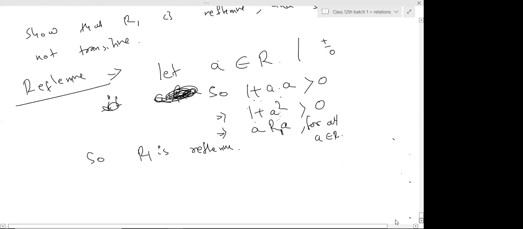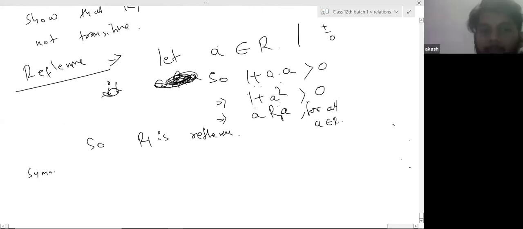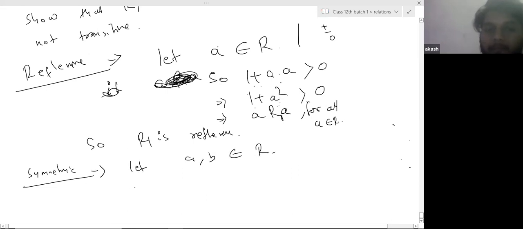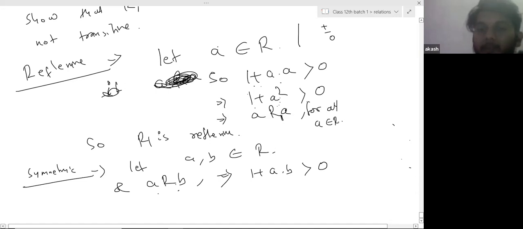Yes, sir. Now for symmetric, let A comma B belong to R and A is related to B. This implies that 1 plus A times B is greater than 0, right? Symmetric says if A is related to B, then B must be related to A. So if A is related to B, that means 1 plus A dot B must be greater than 0. We know that multiplication is commutative. So 1 plus B dot A, I can write.